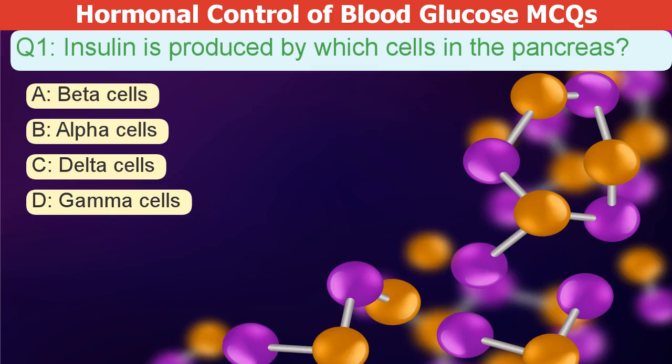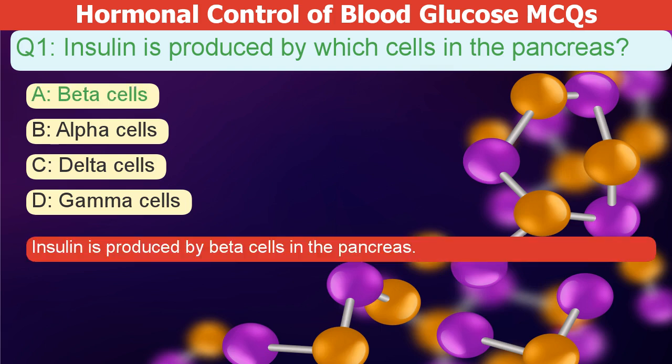Insulin is produced by which cells in the pancreas? A. Beta cells. B. Alpha cells. C. Delta cells. D. Gamma cells. The correct answer is A. Insulin is produced by beta cells in the pancreas.